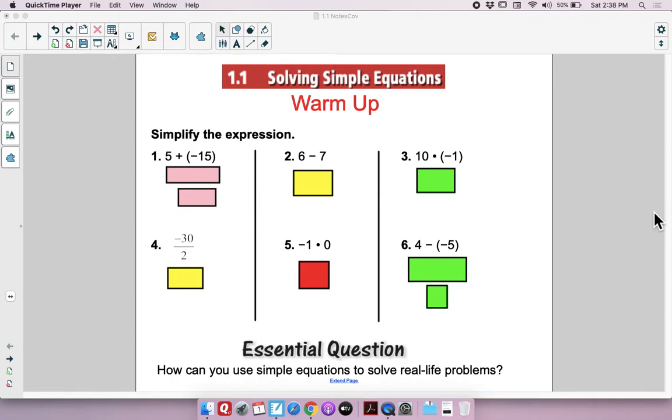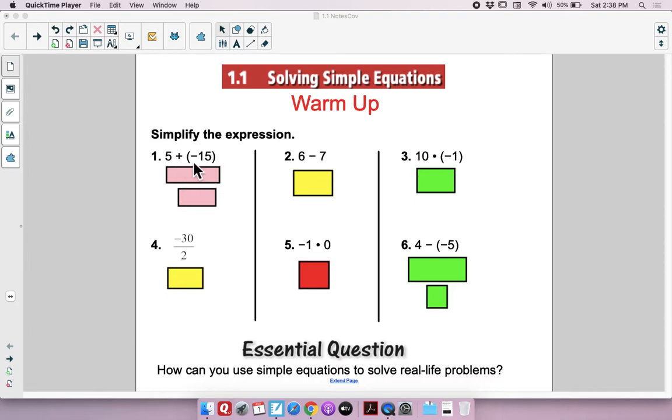Okay, so why don't you go ahead and try these 6 warm-up problems. So go ahead and pause the video, try them, and then I'll go through them in a minute. Okay, I'm back here. So obviously 5 combined with negative 15.